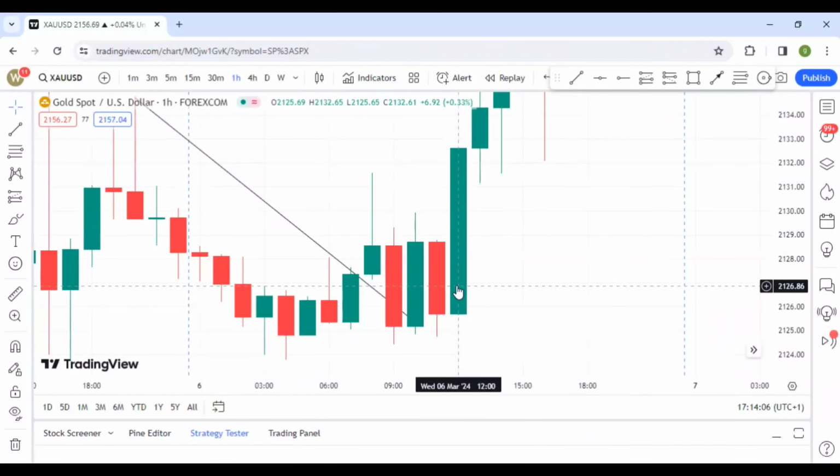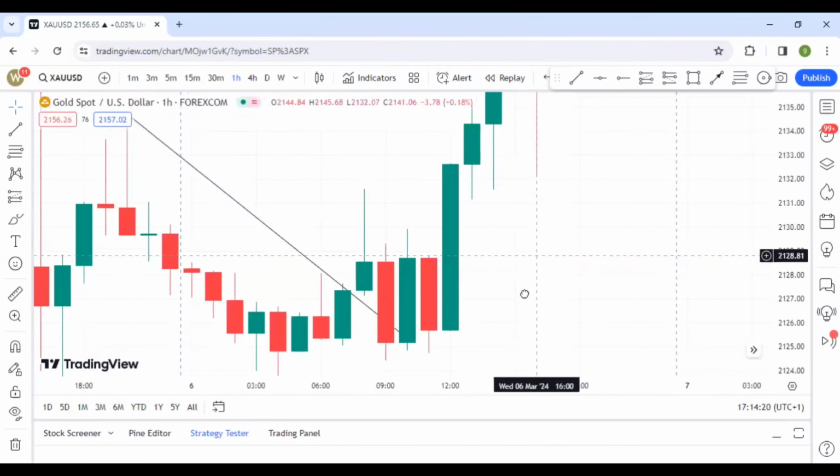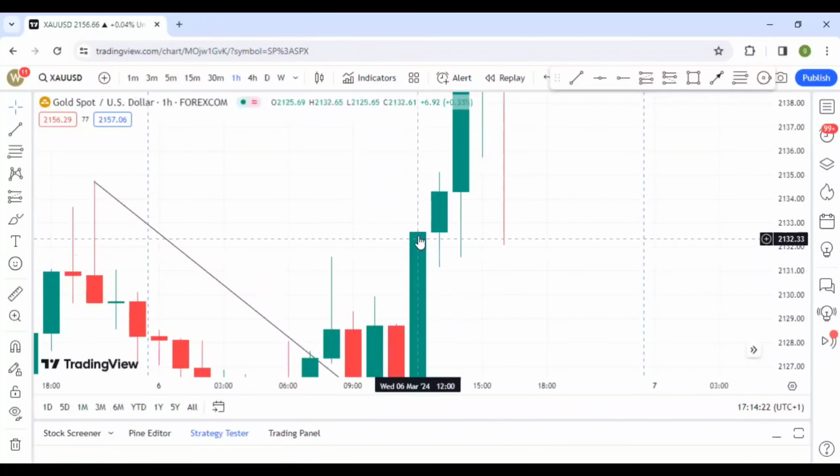So when you spot a bullish engulfing in a downtrend, wait for the next candle. Wait for the next candle to close above the high of the green candle to confirm that this is actually a bullish engulfing. Look at the next candle that closes. You can see this candle now closes above the green candle of the bullish engulfing.